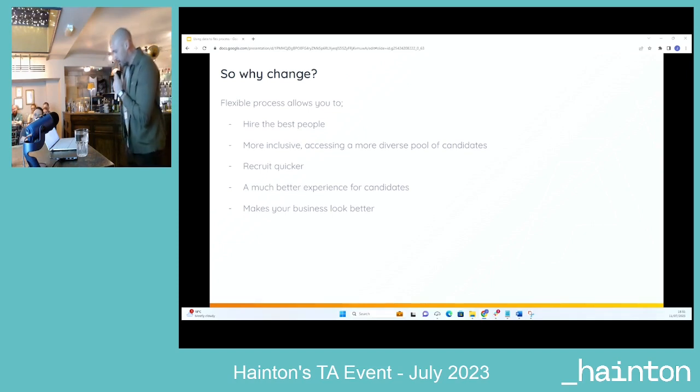I think companies spend thousands and thousands on the new tool, the new trick, the new kind of supplier, the new thing, but if we can change something that makes us hire quicker and it doesn't really cost, comparatively, that much, why wouldn't we try it? More inclusive, accessing a more diverse pool of candidates.